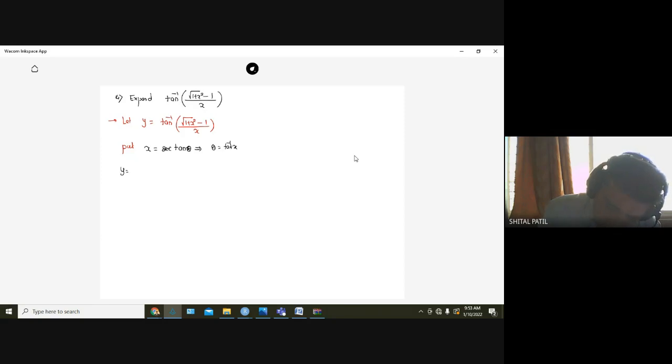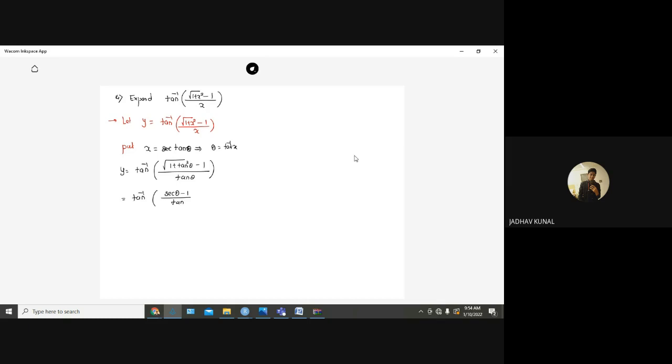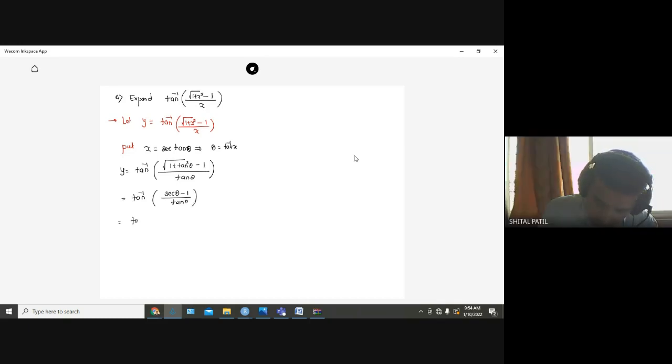So y equal to tan inverse of 1 plus tan square theta minus 1 divided by tan theta. So tan inverse of, 1 plus tan square is sec square, and the square root of sec square is sec theta. Yes. Simplify this. So tan inverse of 1 upon cos theta minus 1 divided by tan theta.